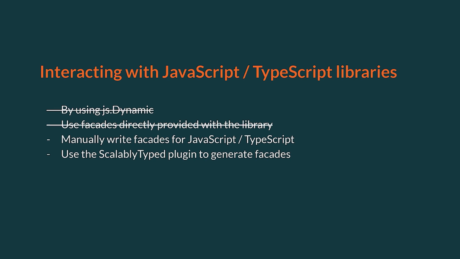In most cases, we would rather not use the first option due to the loss of type safety. We also can't use the second option because Paper.js doesn't come with preloaded Scala.js facades, so we are left with two options: writing facades manually or using ScalablyTyped, both of which I will showcase in the next part of the presentation.